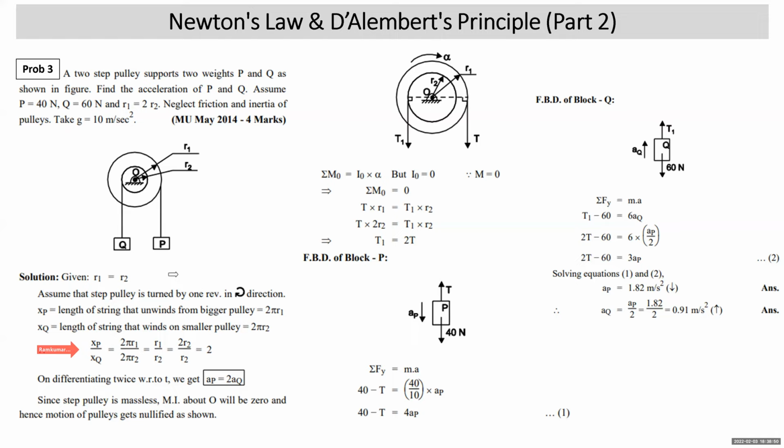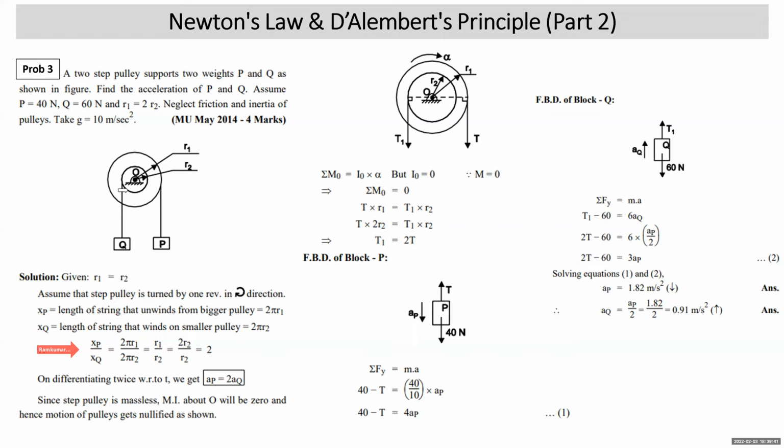But what works? Initially, when the system starts, what will be the moment of P about the center of the pulley? This is 40 into R1. R1 is 2R2. So 40 into 2R2 is 80R2. So P will try to rotate the pulley in clockwise direction with moment 80R2. Whereas block Q has 60 Newton, and its moment about the center of the pulley is 60 R2, because the smaller radius is R2. So Q will try to rotate in anti-clockwise direction by 60 R2. Which one is greater? 80 R2. So there is more moment in clockwise direction, less in anti-clockwise direction. That's why the net effect is that the pulley will start rotating in clockwise direction.